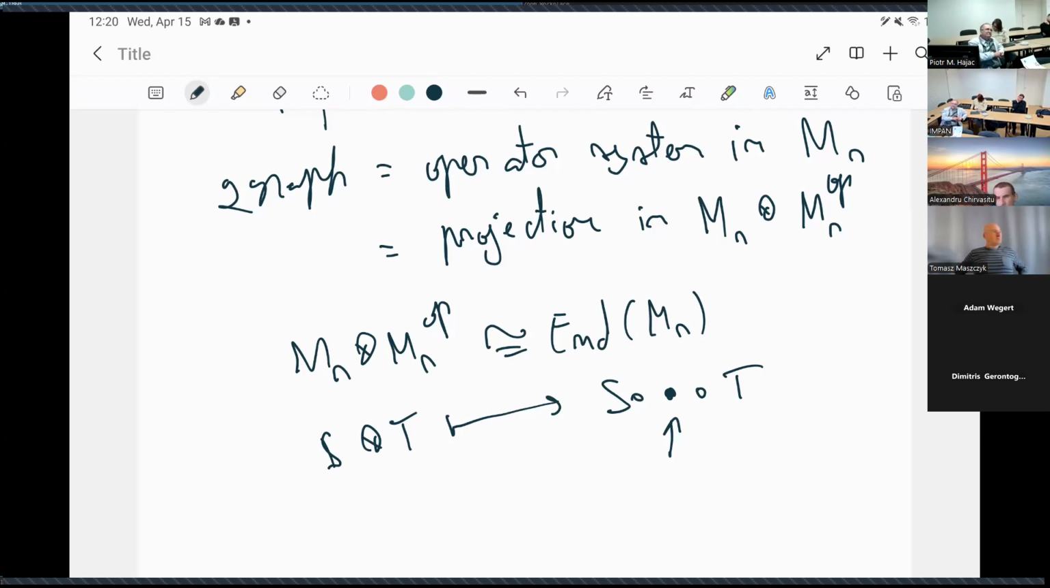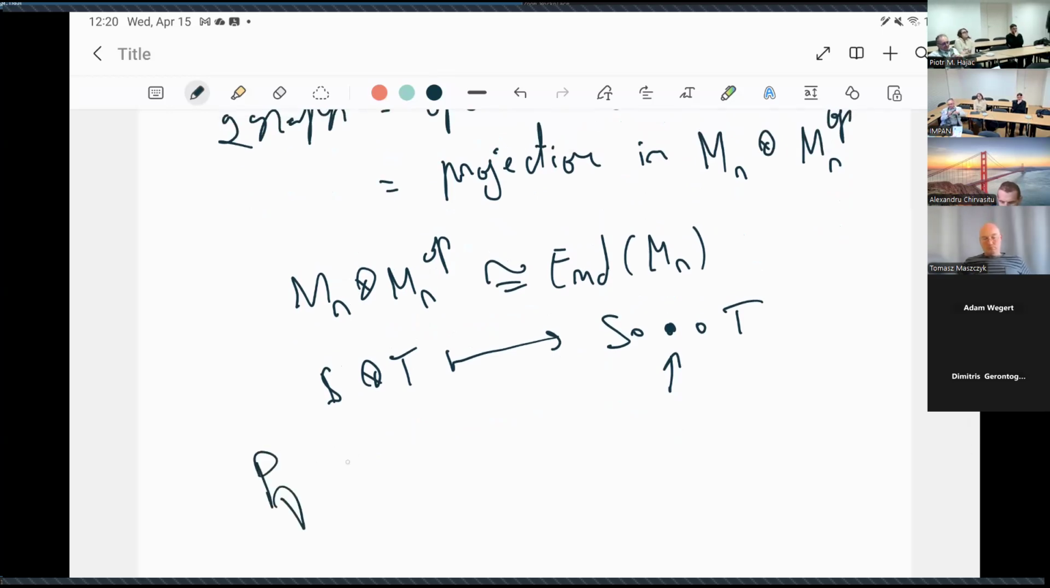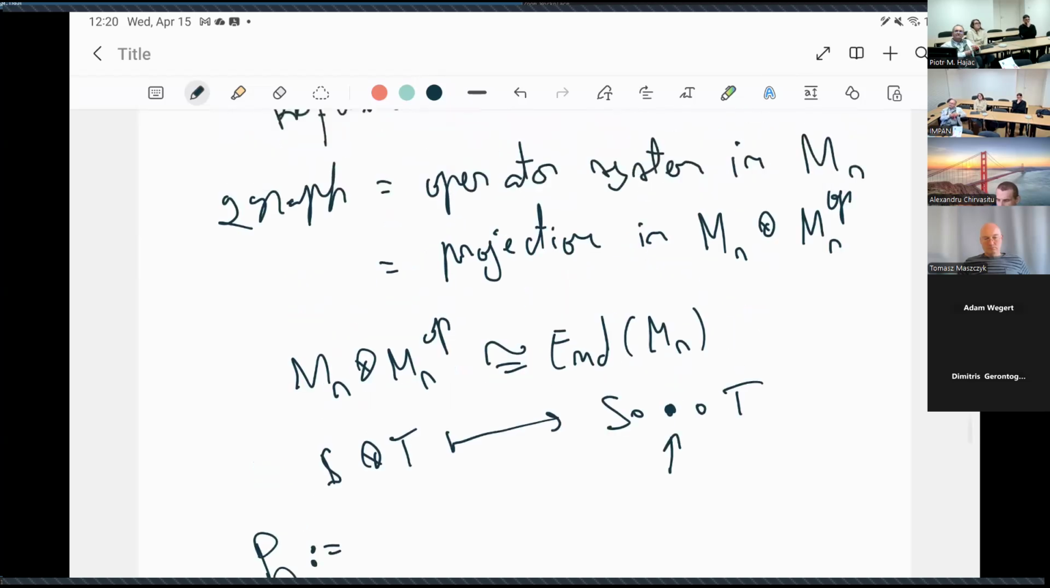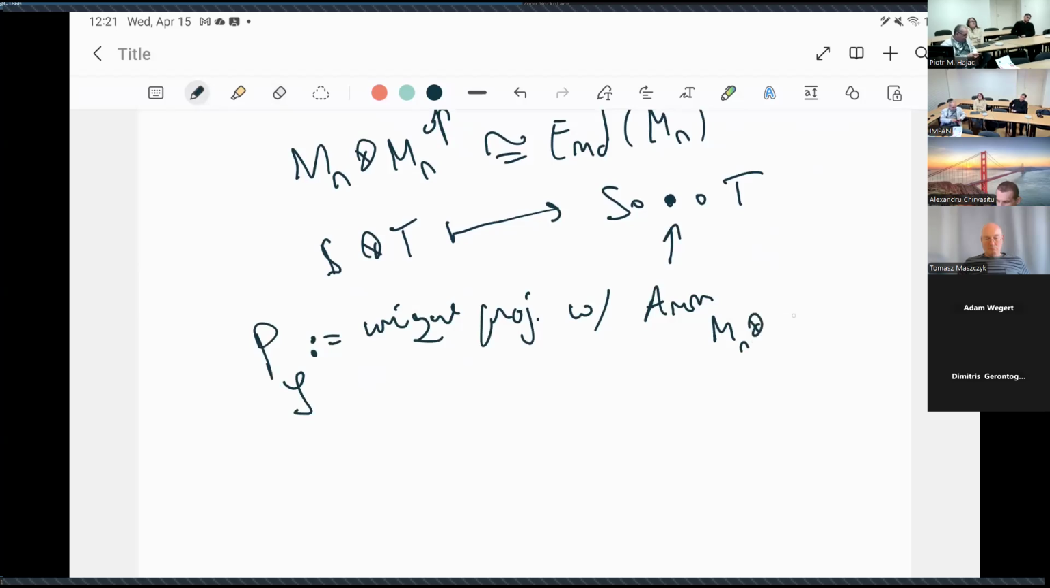You identify Mn tensor Mn up with the endomorphism space of Mn, and now you take your projection PS to be, S is our relation, the unique projection with the annihilator in Mn tensor Mn up of your operator system being the left ideal generated by 1 minus the projection.